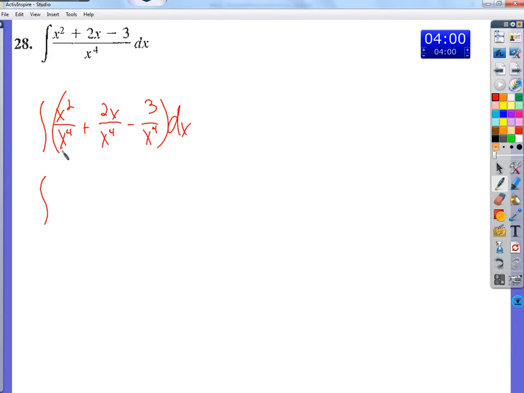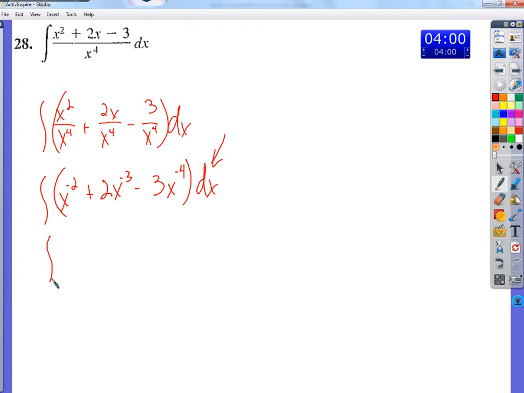So x squared over x to the fourth becomes x to the negative 2, plus 2 x to the negative 3, minus 3 x to the negative 4, and we've got the dx, it's very important. This is going to make a lot more sense today, this dx thing.